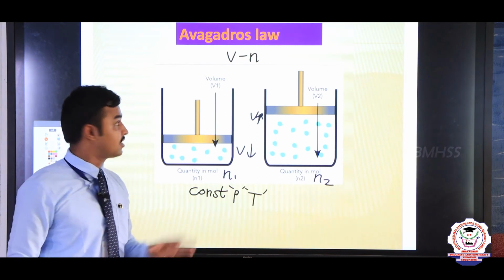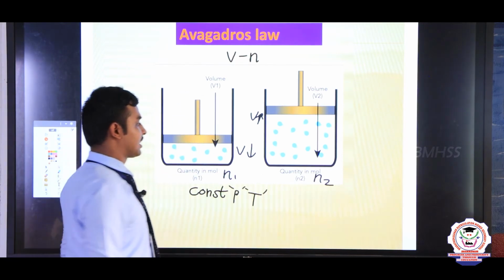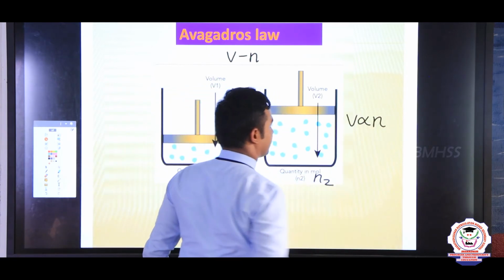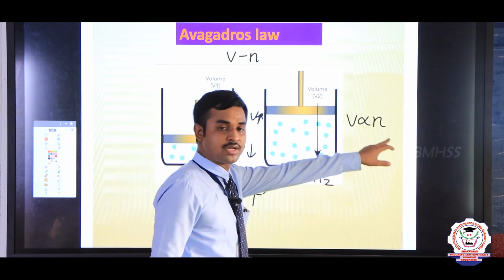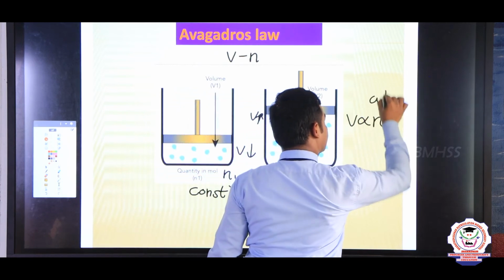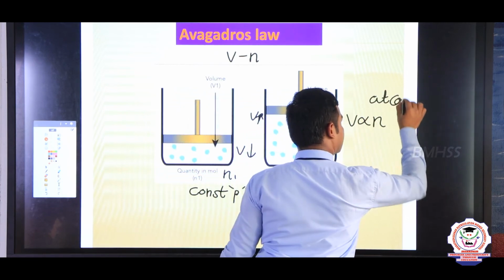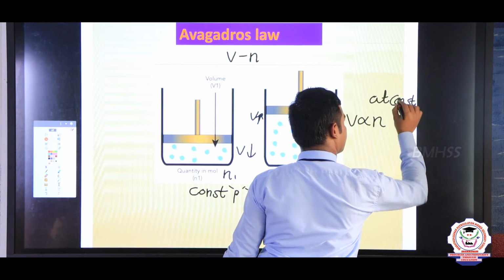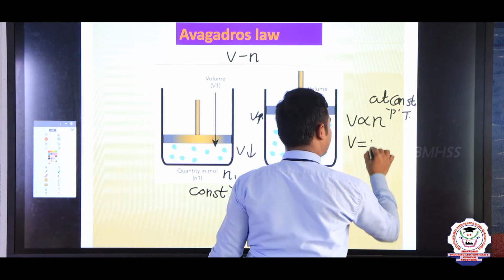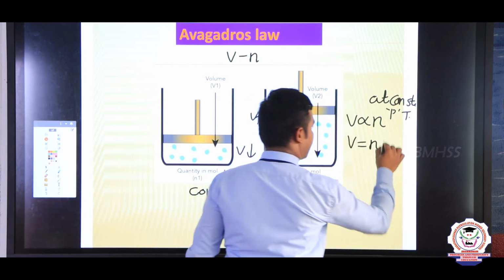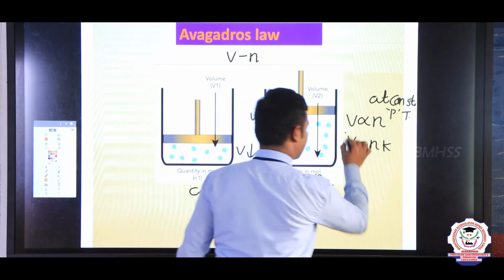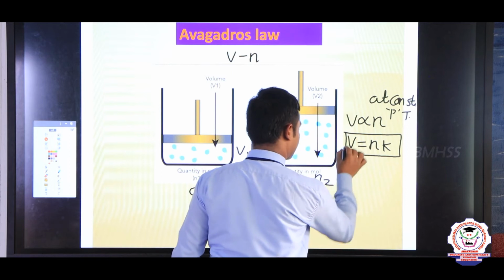As the number of moles increases, the volume also increases at constant pressure and temperature. So, this is the definition of Avogadro's law. The mathematical representation of Avogadro's law can be written as V directly proportional to N. It means that volume decreases as the number of moles decreases, and volume increases as the number of moles increases, at constant pressure and temperature. If we put an equal sign for V and N, we can add a constant: V is equal to N into K. So, this is the mathematical representation of Avogadro's law.